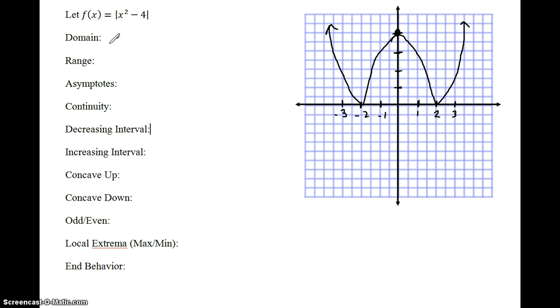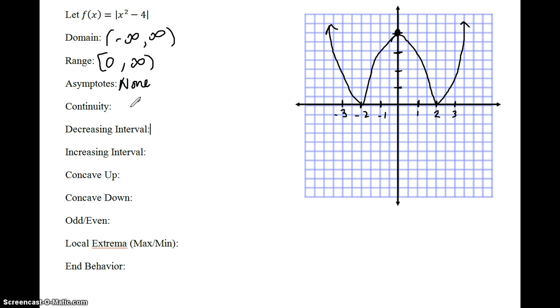So the domain here, the domain goes all through the x's. So we're going to have a domain of negative infinity to positive infinity, so all real numbers. The range, however, starts at 0 and goes up to positive infinity. There's no y values down here. So the range is from 0 to positive infinity. There are no asymptotes in this case, so we'll just say none.